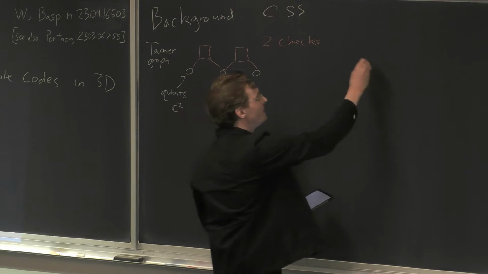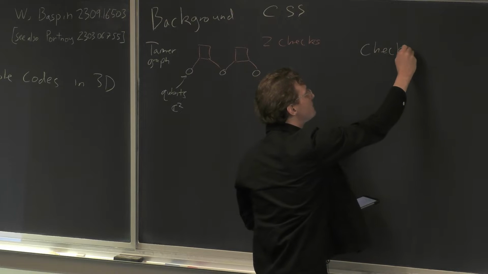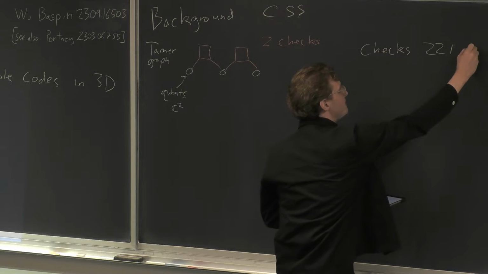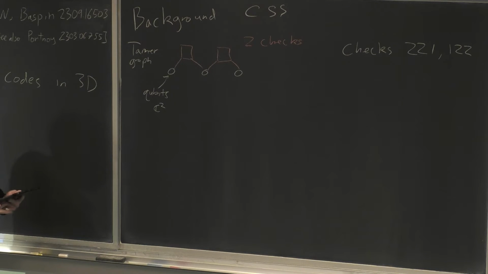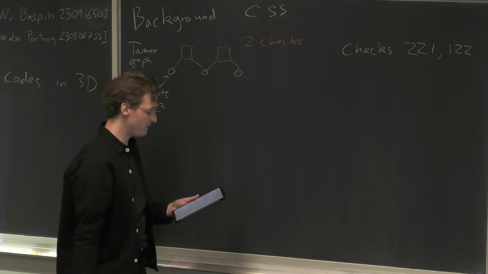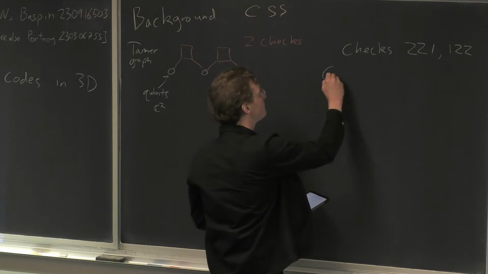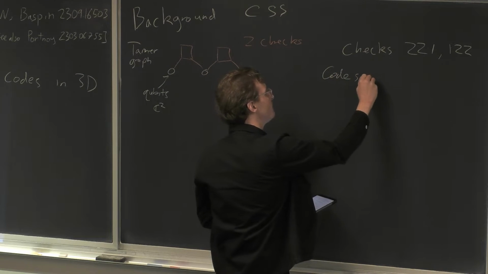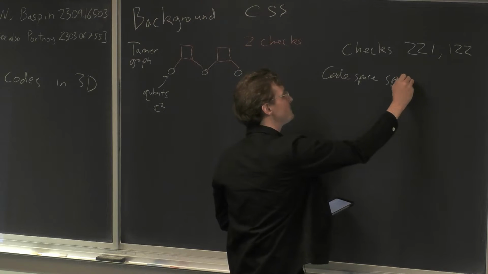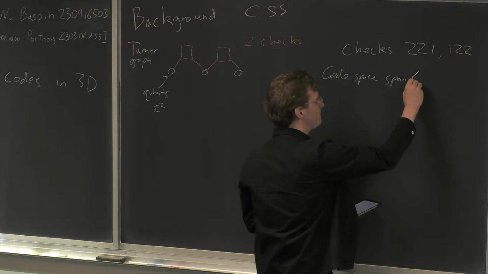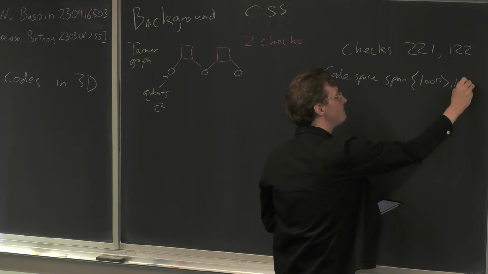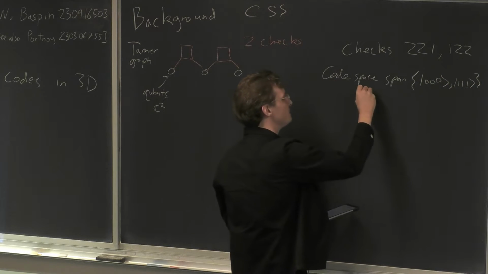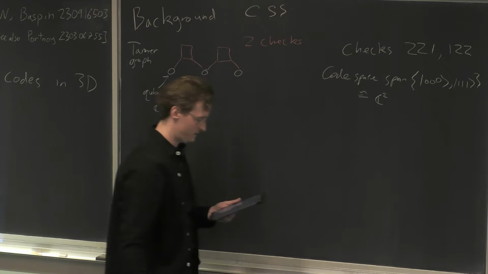So the checks here are ZZI and IZZ. Okay, everyone's good with this? And what you get from this is a code space where we're going to store our information, which is the span of these two states in the +1 eigenspace: 000 on 3 qubits and 111, which is isomorphic to C2 again.